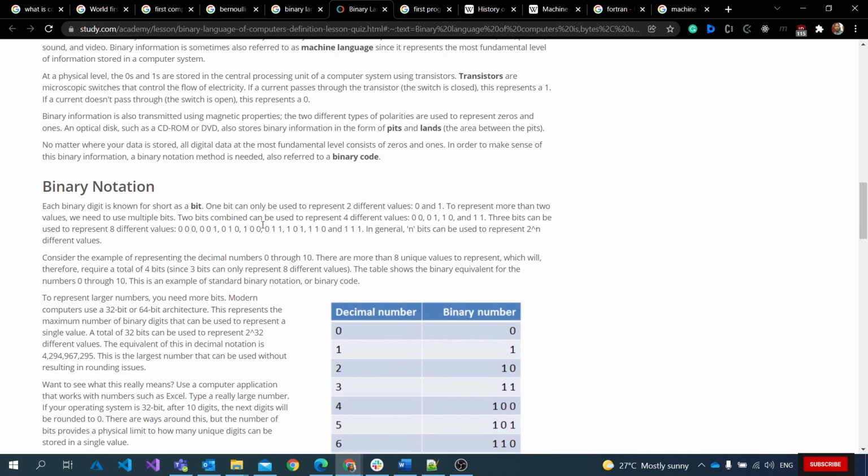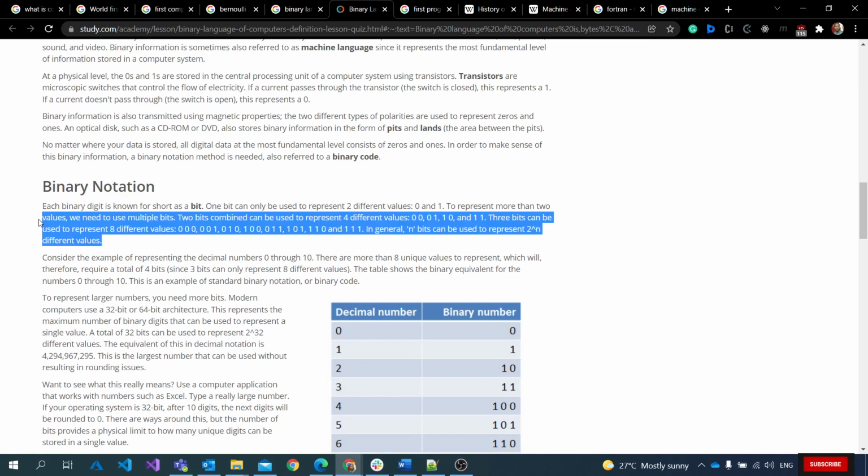Let me show you something here. Yes, this is the definition. One bit can only be used to represent two different values, so either a 0 or a 1. But when we have two bits, it could be 0 0, it could be 0 1, it could be 1 0, it could be 1 1, which gives us a total of 4 different permutations or results. So that's basically what this paragraph is explaining.